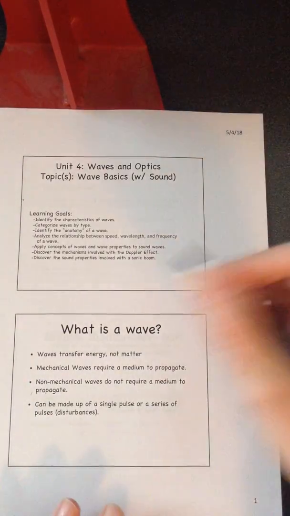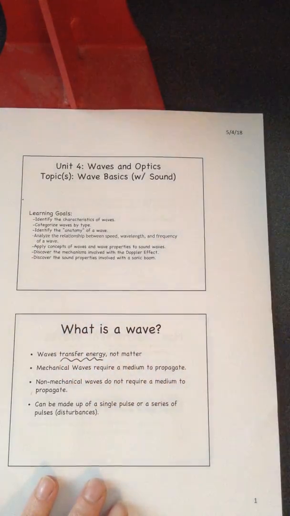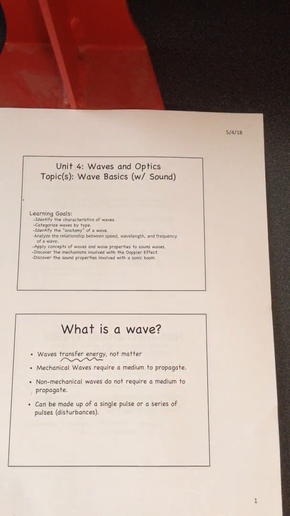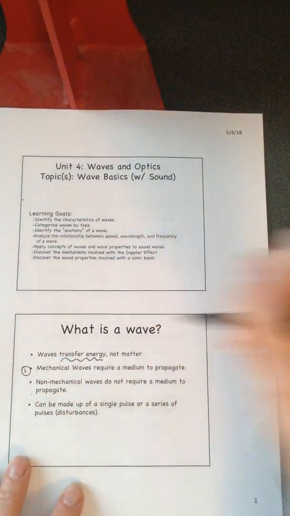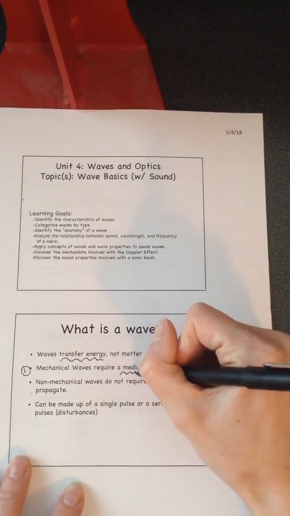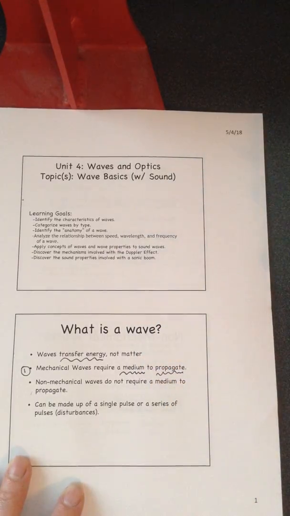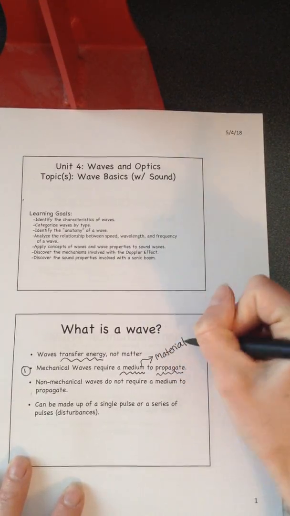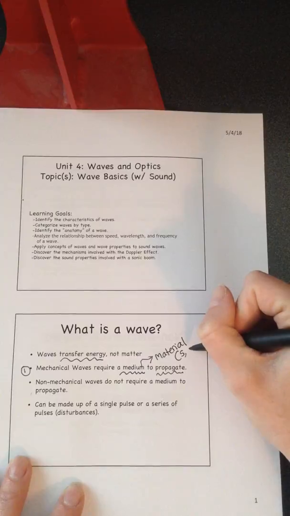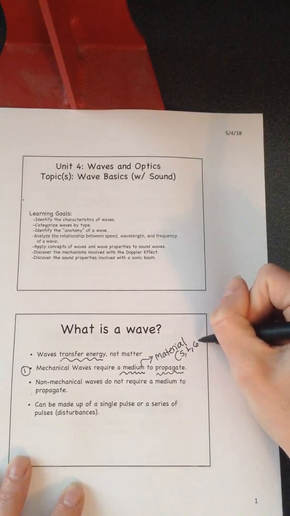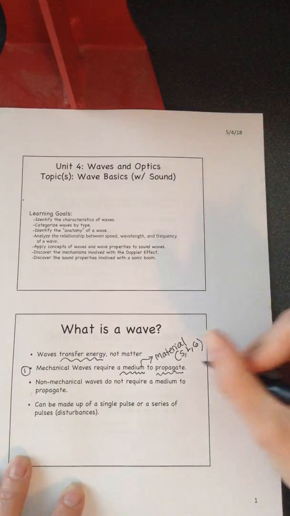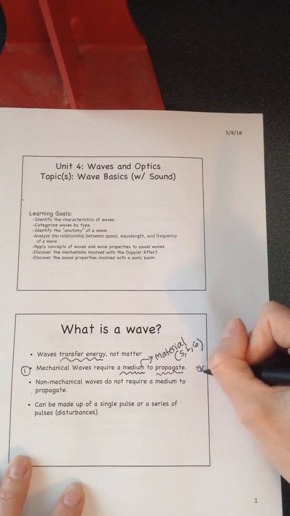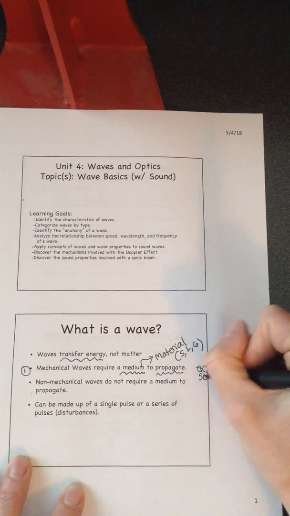Waves have one job, and their job is to simply transfer energy. They do not transfer matter. We have a couple categories of waves that we're going to analyze and look at. The first category are your mechanical waves, and they require a medium to propagate. And a medium is just a fancy word for material. So for example, a mechanical wave needs a solid, liquid, or gas to move. A great example of a mechanical wave is sound.